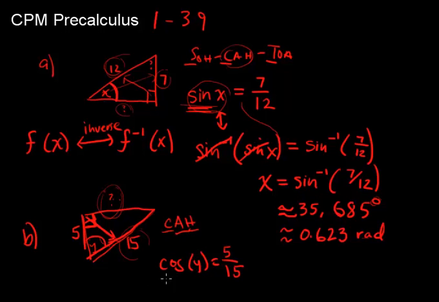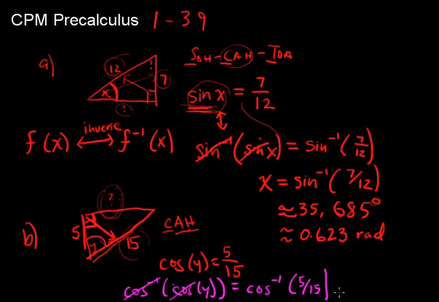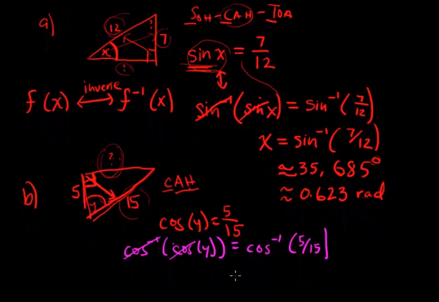Okay, and again we want to do the opposite of the cosine, so to undo it we want to do the inverse cosine. So we have to do it to both sides of the equation, right? So I'm going to use a different color. Inverse cosine of cosine y is equal to inverse cosine of 5 over 15. Okay, inverse cosine and cosine cancel each other out, so we're left with y only is equal to the inverse cosine of 5 over 15.